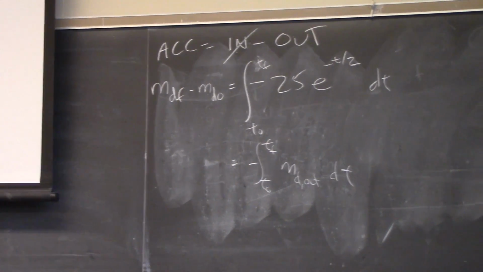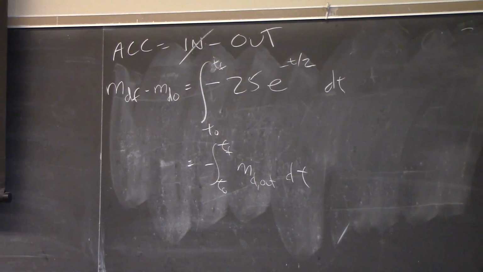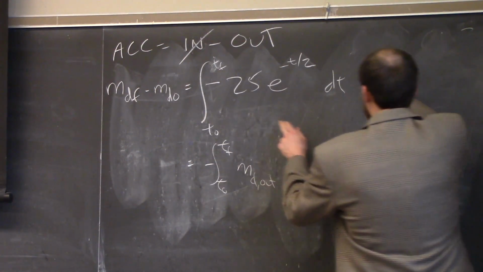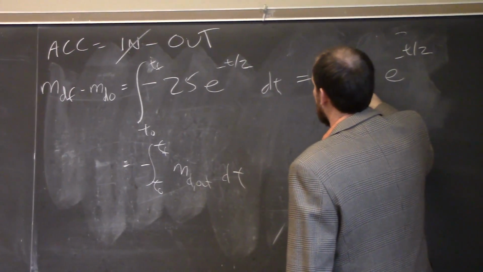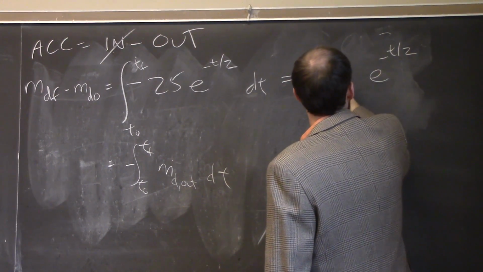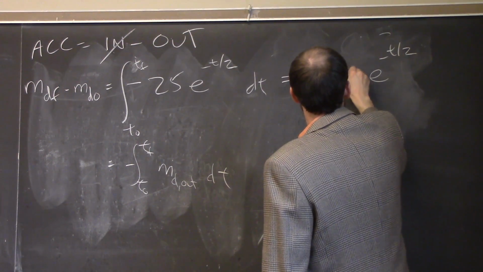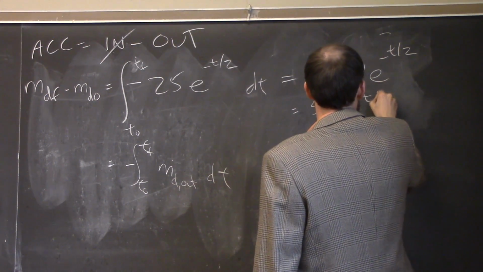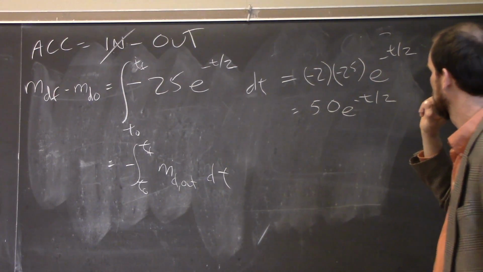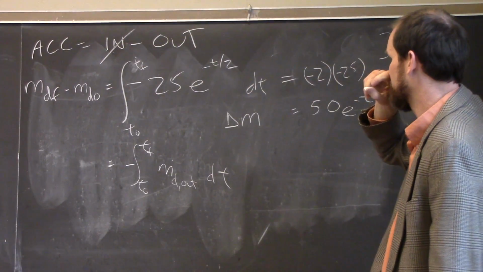Should rehearse those. But that's it, we solve that. The integral of an exponential is an exponential again, and then we pull out the minus 1/2, we end up with a minus 2 times this minus 25, so we get 50 e to the minus t over 2. Yes? Is the change in mass the same as how much is released?